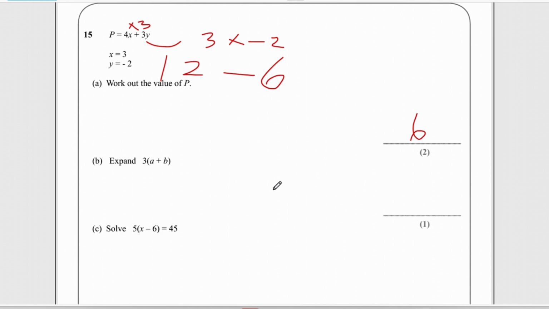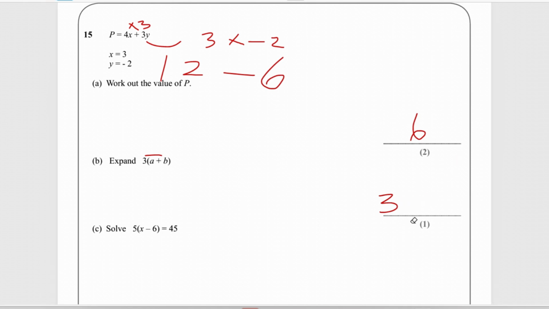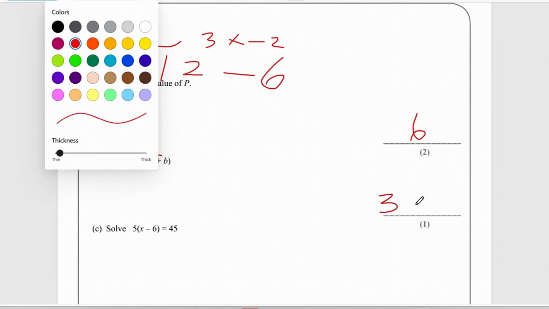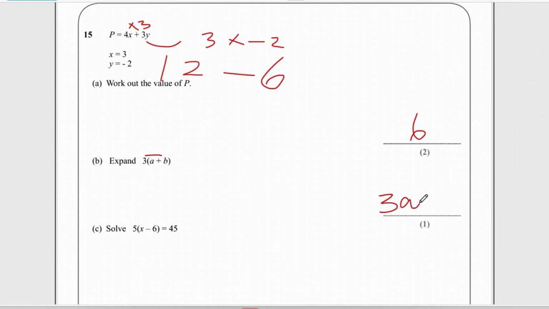Expand 3(a plus b). So you just multiply the one outside by the ones inside. 3 times a will give you 3a, and 3 times b is 3b. So you get 3a right here plus 3b. Okay, we go to the next one.